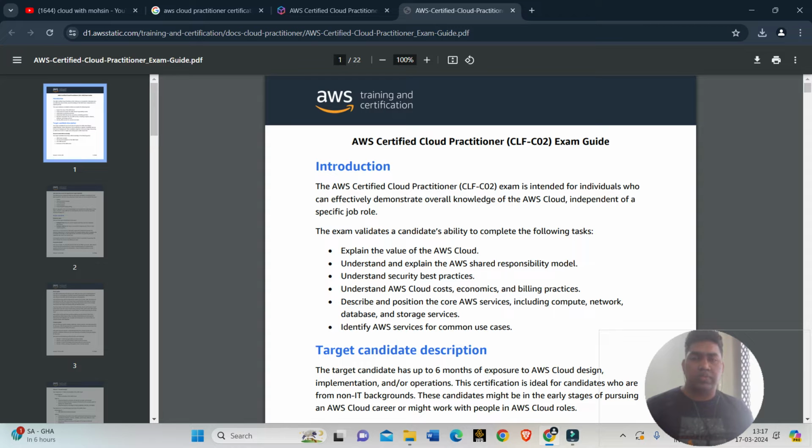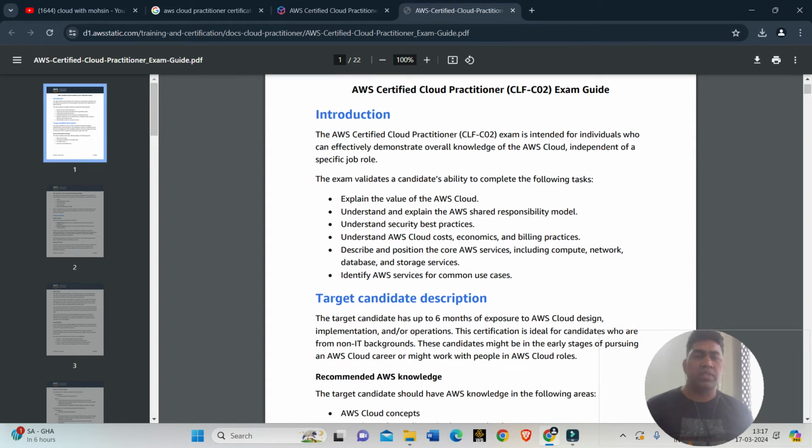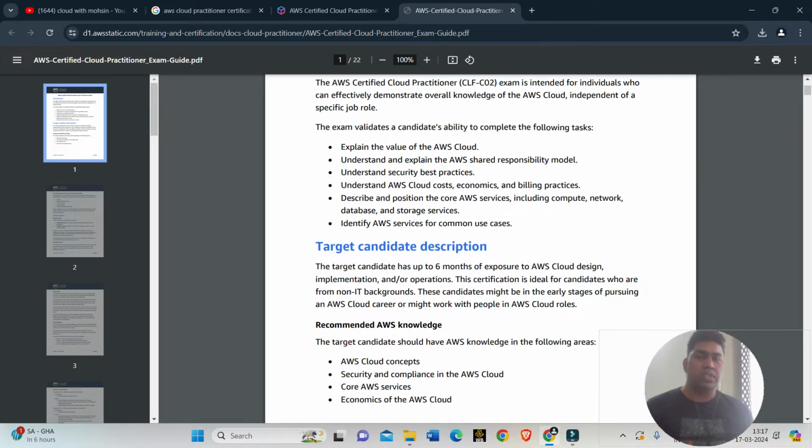So start with the introduction. The introduction itself says the AWS Certified Cloud Practitioner CLF-C02 exam is intended for individuals who can effectively demonstrate overall knowledge of the AWS cloud independent of a specific job role. So it's not required that you are an administrator or infrastructure admin or someone who already knows how things happen, but you can directly start, and no prior experience or prior knowledge is required.